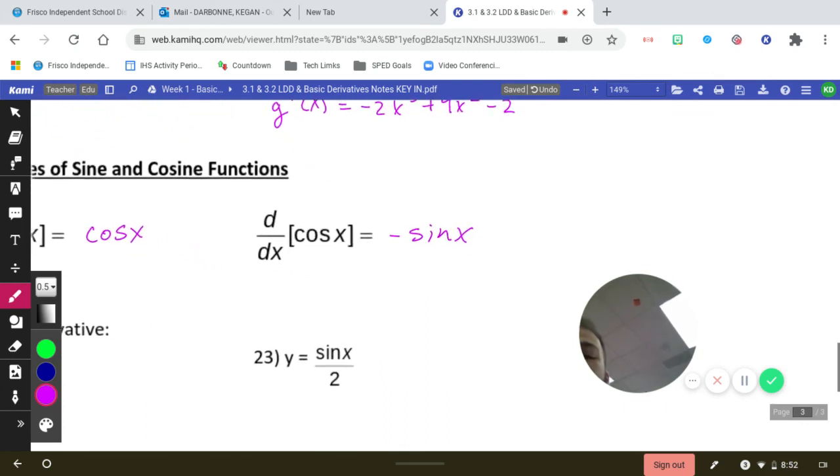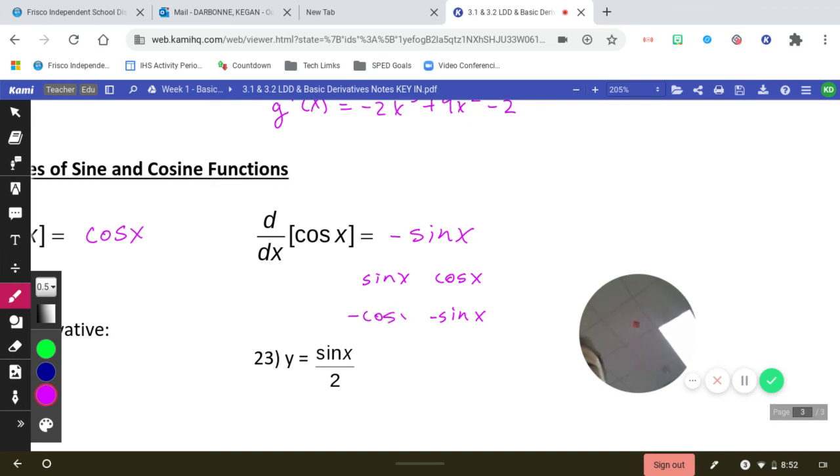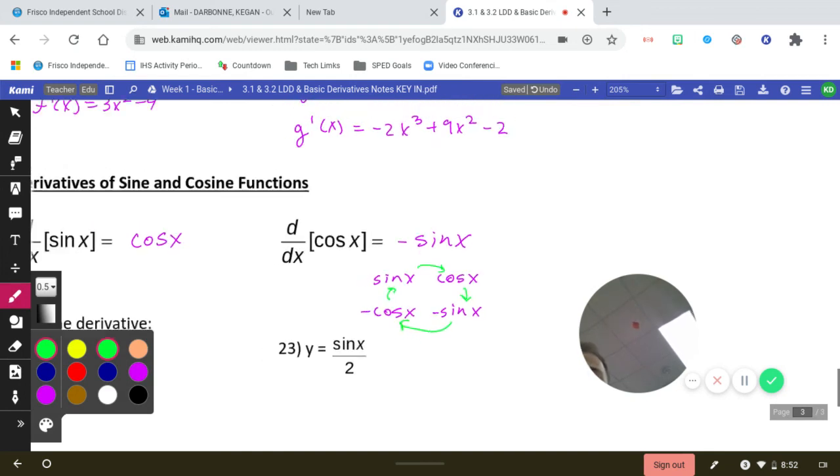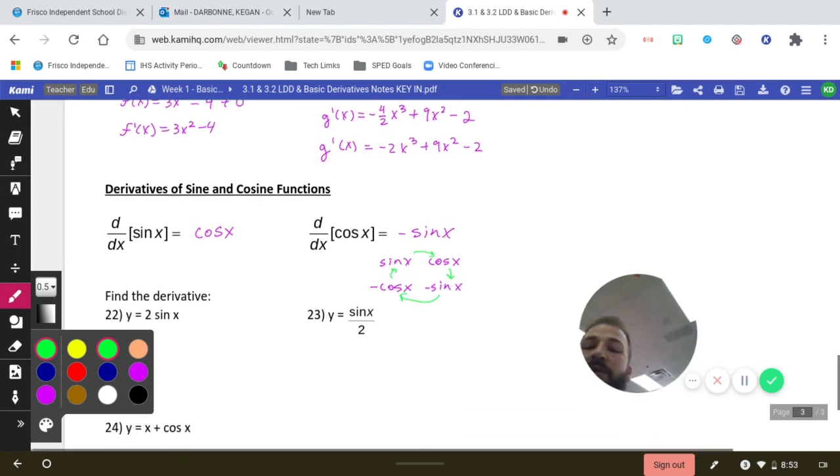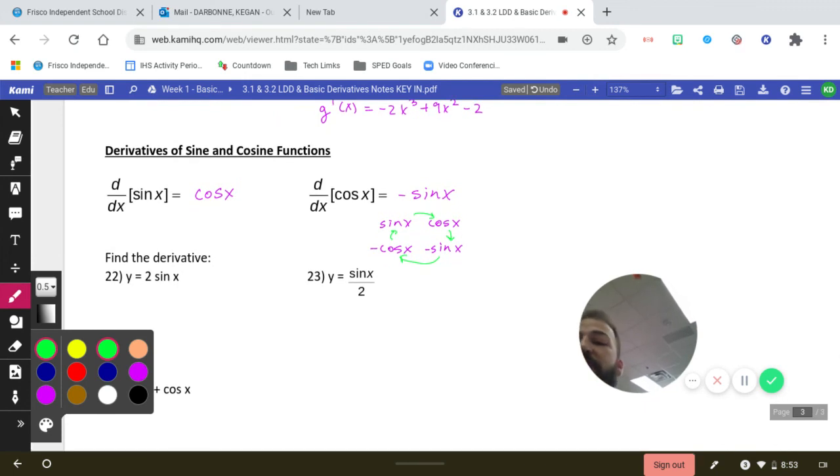So we actually end up kind of creating this circle effect where the derivatives of each of these functions go around in a circle like such. Okay, so derivative of sine of x is cosine, derivative of cosine is negative sine, derivative of negative sine is negative cosine, derivative of negative cosine is sine. So just like that, they kind of go around in a circle a bit. Okay, so let's find the derivative of 22.